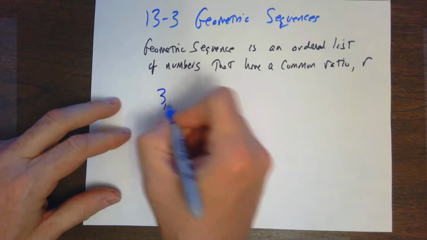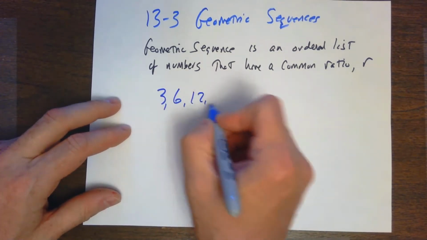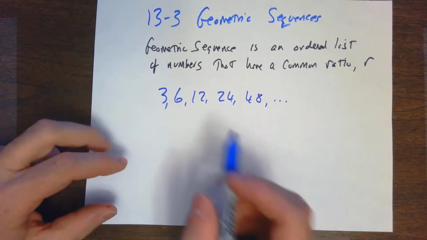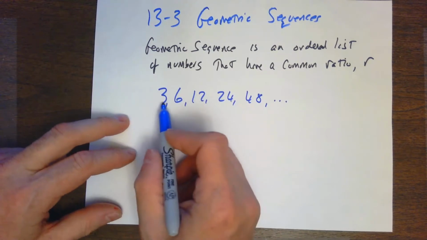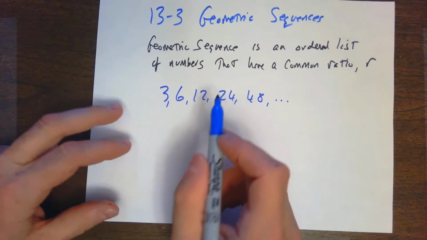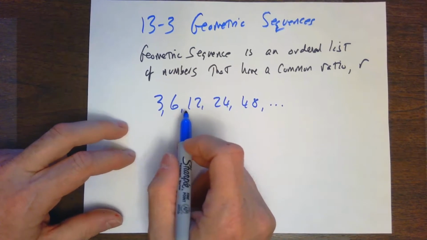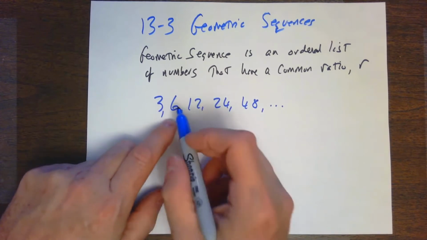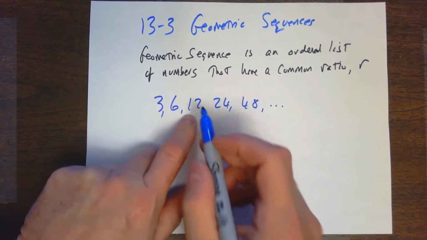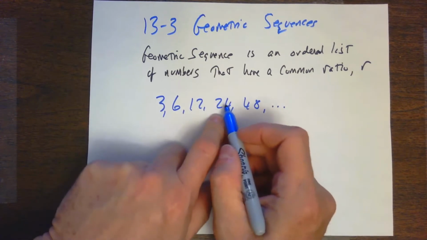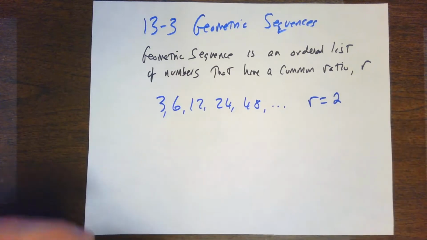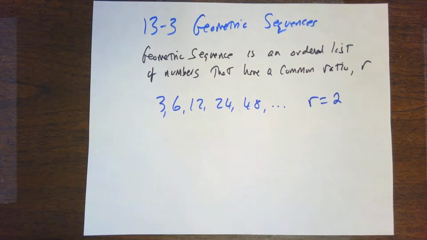How about 3, 6, 12, 24, 48? Let's take a look at this. If I look at the differences, it goes up by 3, up by 6, up by 12. Not a common difference. This is not arithmetic. But does it have a common ratio? If I take 3 and multiply it by 2, I get 6. If I take 6 and multiply it by 2, I get 12. If I take 12 and multiply it by 2, I get 24. Take 24 and multiply it by 2, I get 48. This is geometric, and the ratio is 2. The common ratio is 2, multiplying by 2.